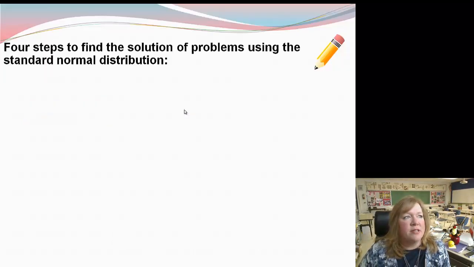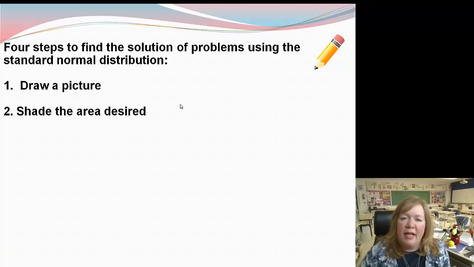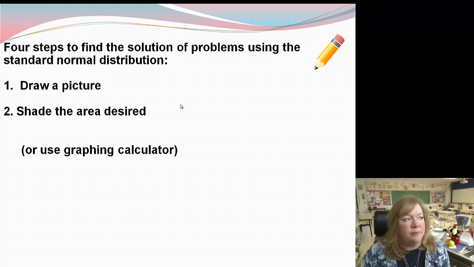All right, so let's look at this. 4 steps. So this is on your notes. Here's what your basic gist is to find the solution of problems using the standard normal distribution. First off, you're going to draw a picture and you're going to shade the area desired. That's going to tell you whether you can just use the z-score straight, whether you have to add it to another z-score, whether you have to add the areas together, whether you have to subtract the areas from 0.5 or add 0.5 to the areas.